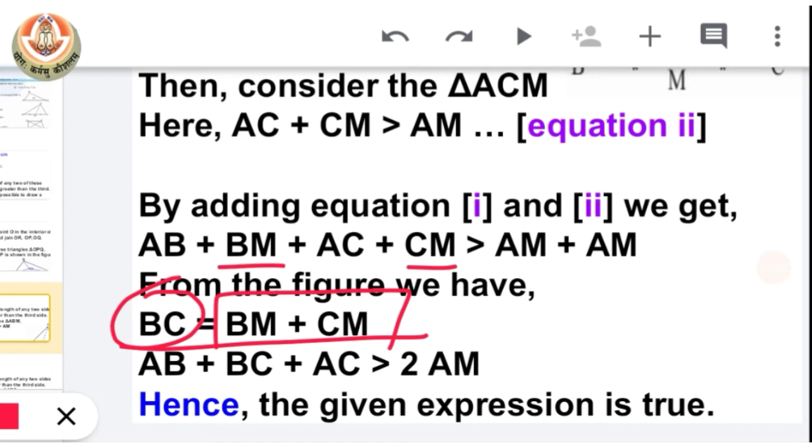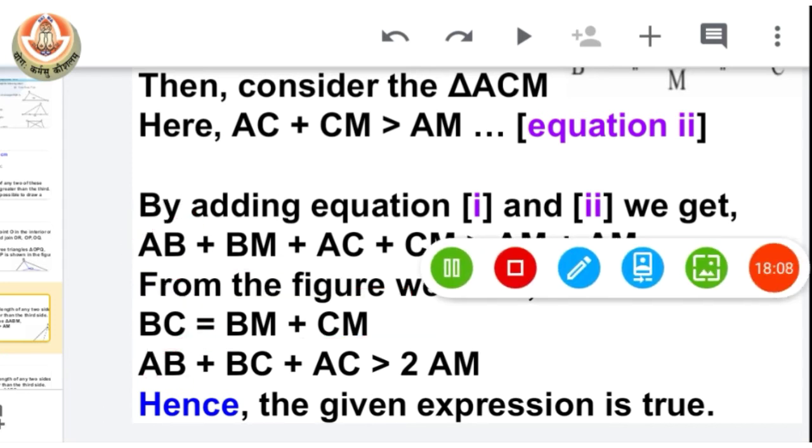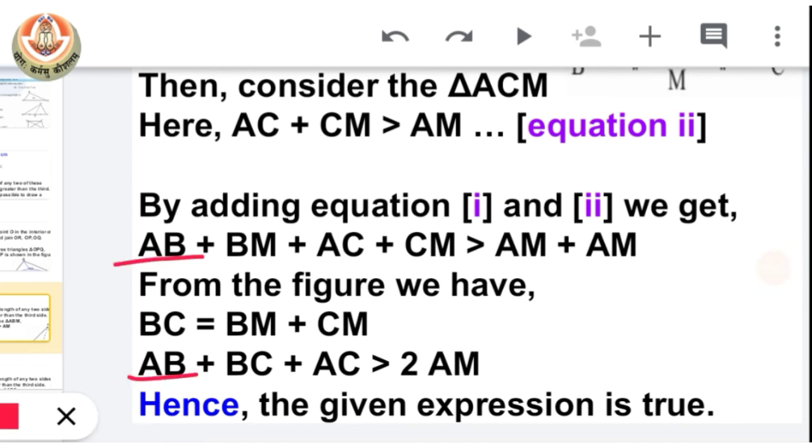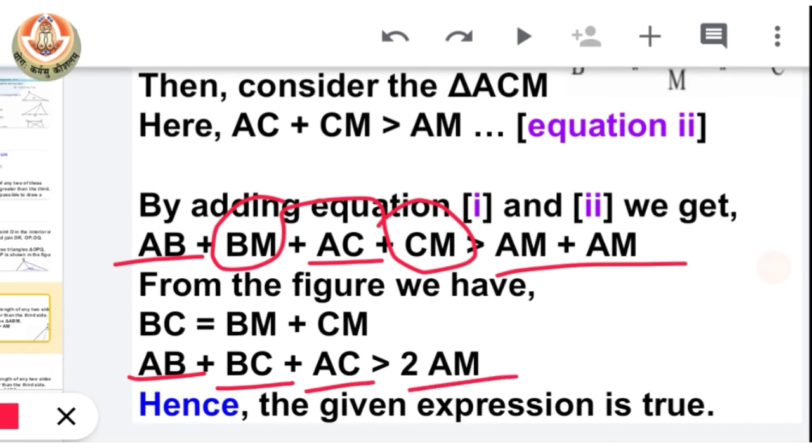So now we have AB plus AC plus BC on one side, and on the other side we have 2AM, with the greater than sign in the middle. This is what we had to prove. Hence the given expression is true.